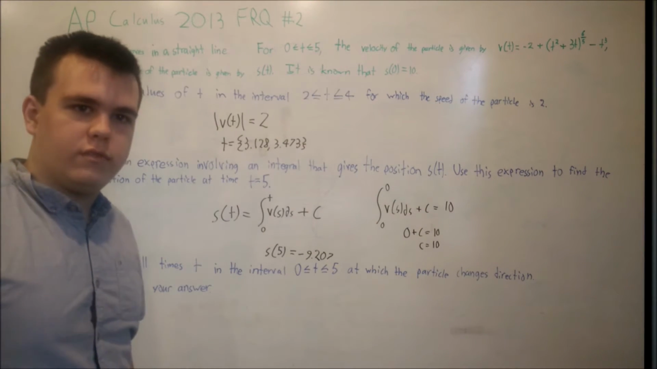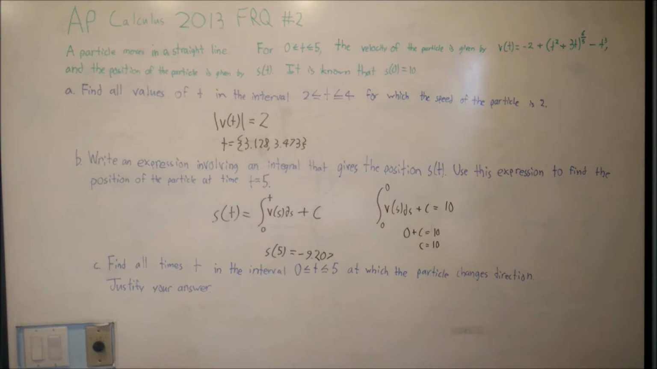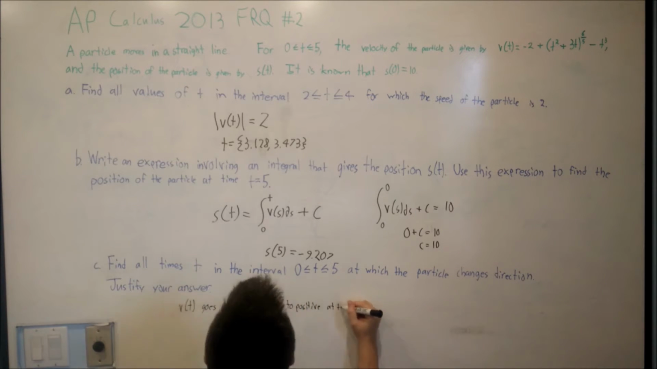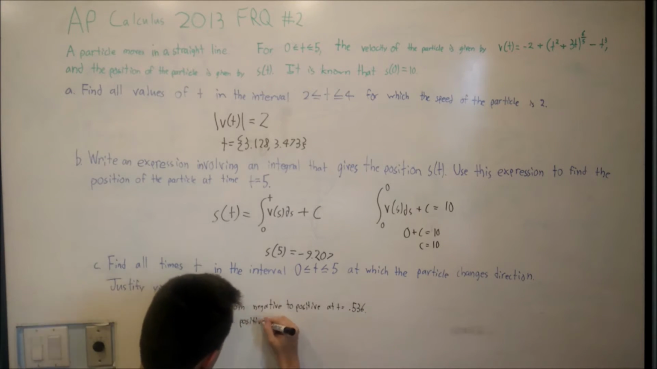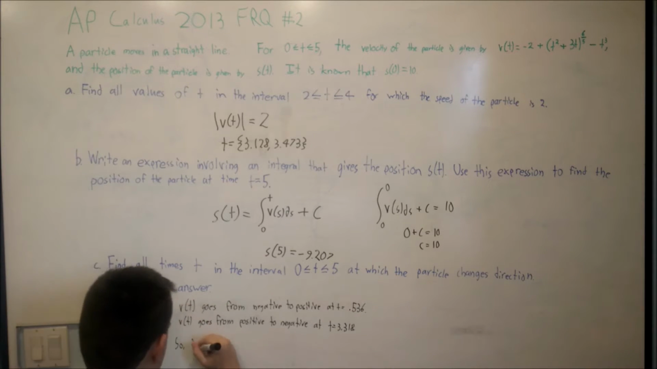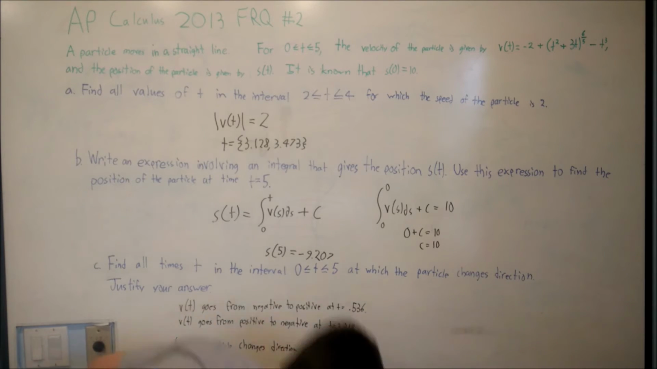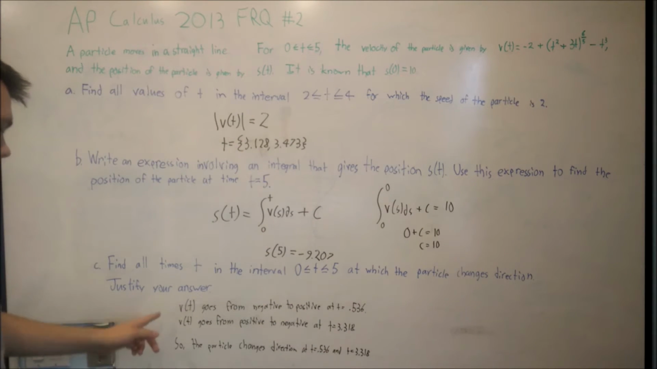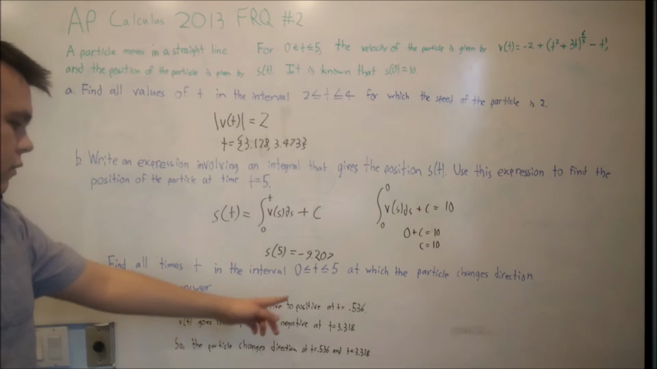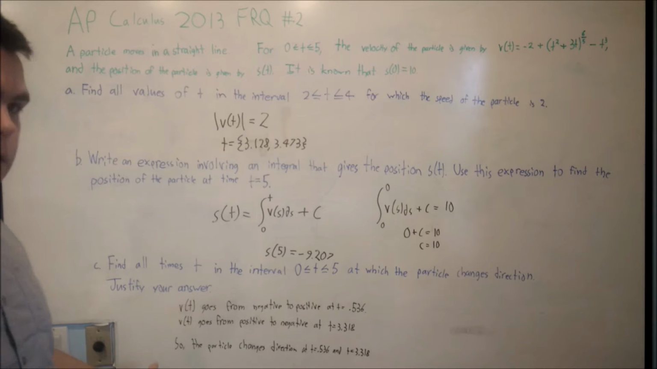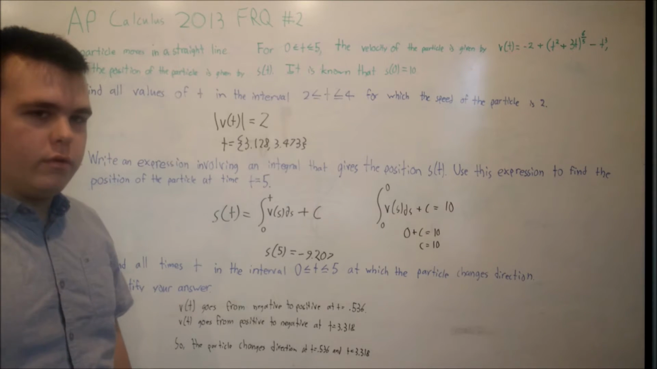Okay, so now we need to write our justification statement. So, okay, there we go. V of t goes from negative to positive at t equals 0.536, and v of t goes from positive to negative at t equals 3.318. Particle changes direction at t equals 0.536 and 3.318.